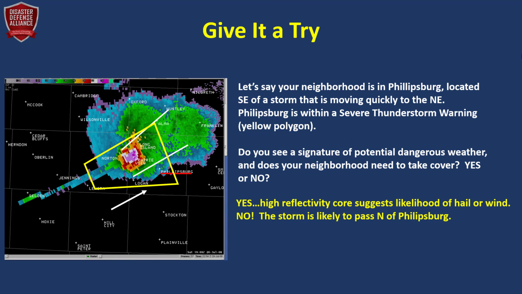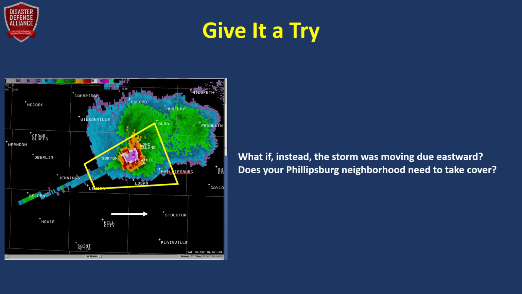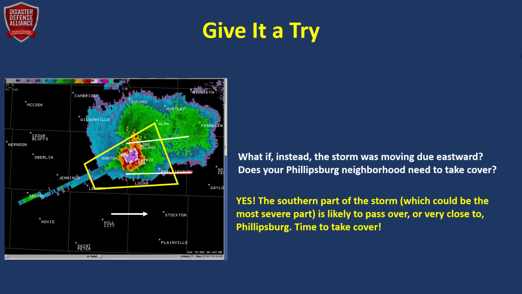Unless the size of the storm grows, the northeastward motion will take the storm north of your neighborhood. So despite being within a warning itself, this is an example where close monitoring is necessary, but notification to take immediate action may not be needed. Now, what if, in this example, the storm was moving due eastward? That would take the southern part of the storm, which is likely the severe part, right over the neighborhood. So in this case, yes, neighbors should be notified to take cover.